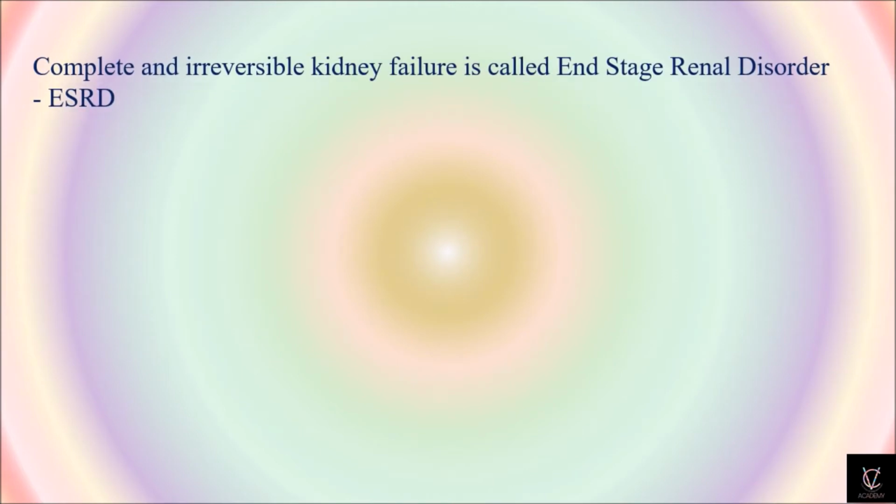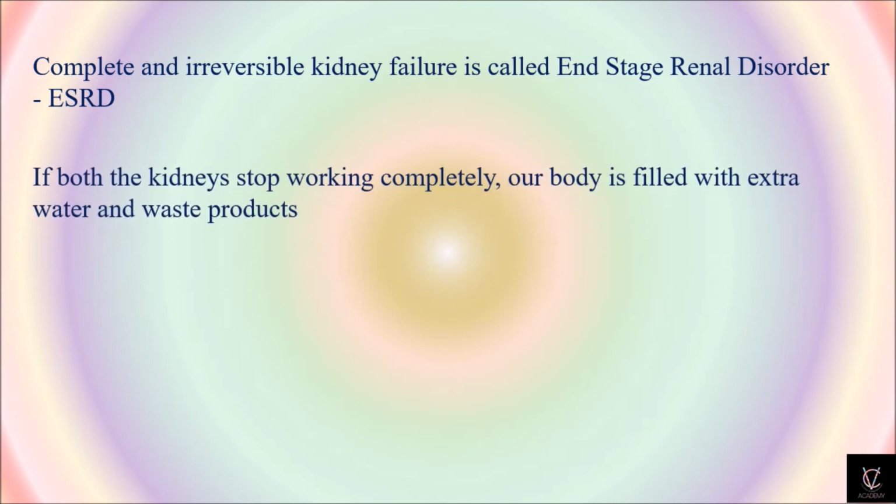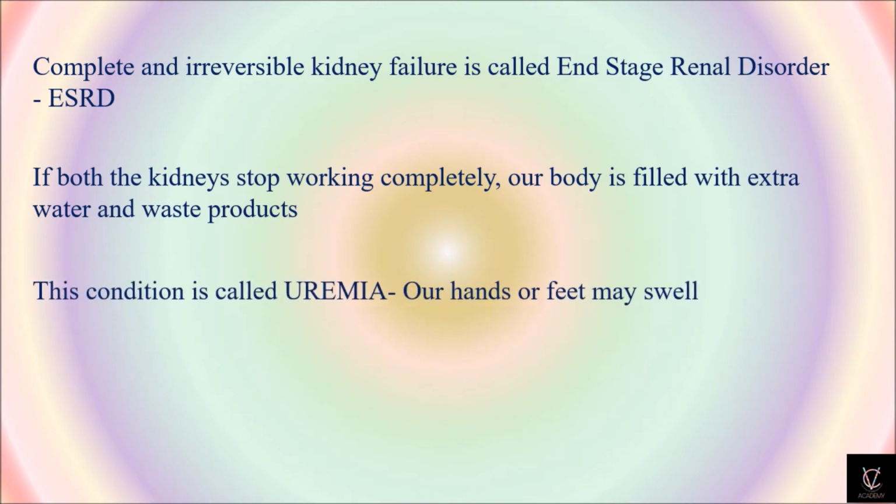The complete and irreversible kidney failure is called end-stage renal disorder, which is in short called ESRD. This is the condition where both the kidneys fail, and if both the kidneys stop working completely, our body is filled with extra water and waste products. This condition is called uremia. In uremia, our hands or feet may swell.